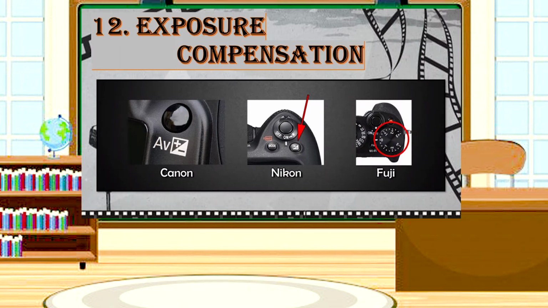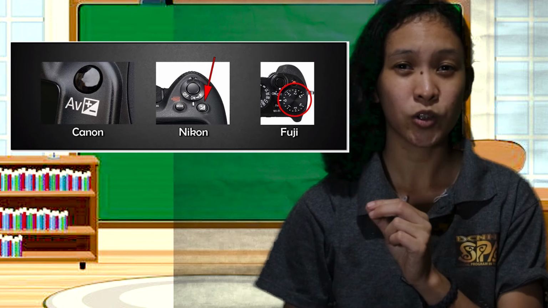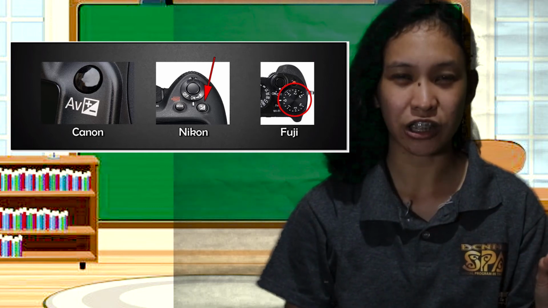Next, number 12, exposure compensation. Make the image brighter or darker while still letting the camera make its own decisions about which settings to use to achieve that, and that is exposure compensation. It is when you want it to become lighter or to become darker.